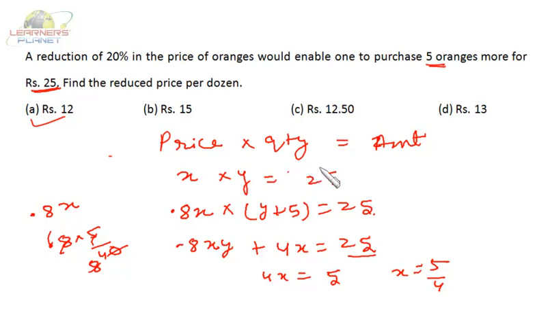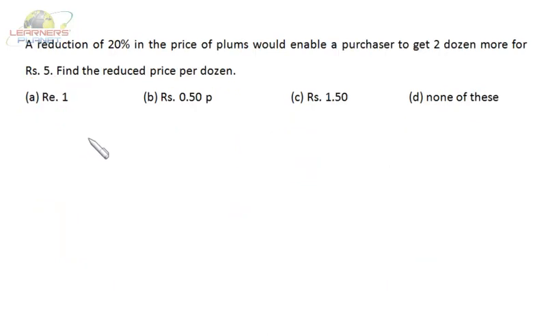Let's take the next problem. Similar case. A reduction of 20% in the price of plums would enable a person to get 2 dozen more for rupees 5. That means the price is 4 by 5 of the previous price, that is 80% of the previous price. Now if the price is 4 by 5, the consumption will be 5 by 4, which is 1 by 4 extra, and 1 by 4 is equivalent to 2 dozen.